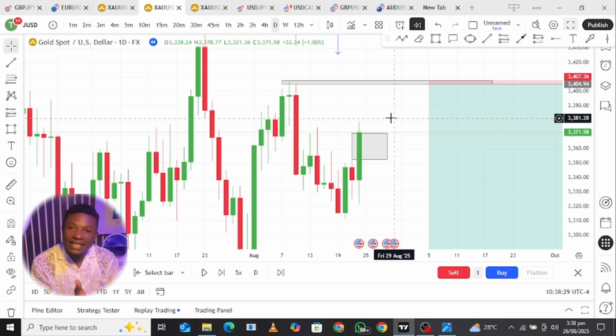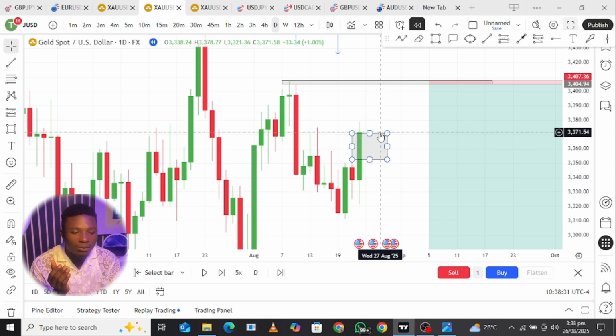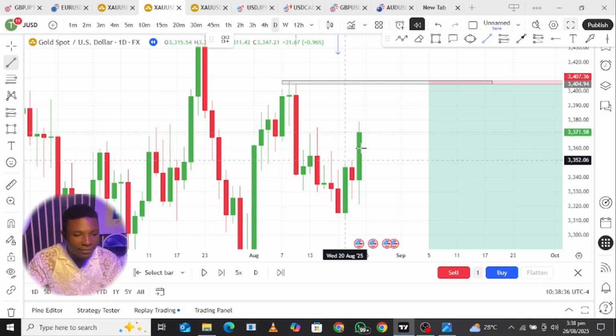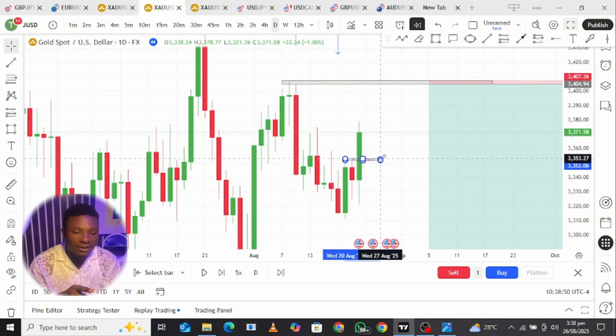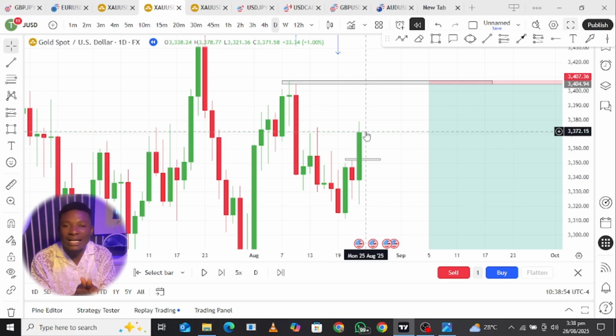So right now we have what? A gap right here. And where's the price coming all the way to? Price is coming all the way down to come back to this particular high. To this particular high right here. So price is coming back to this particular area to close this particular gap right here. All this gap right here. So you already understand that price is still coming all the way down to close this particular gap.